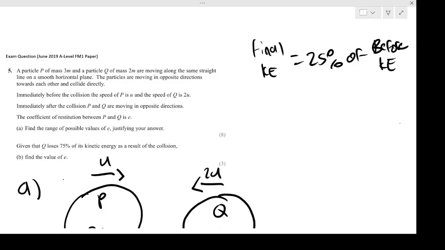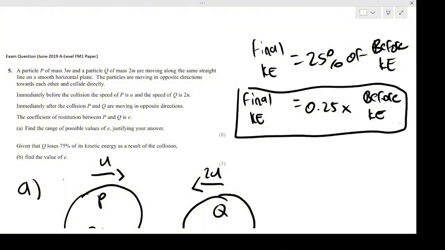So if it loses 75%, it's 25% remaining. Okay. And so we can alternatively say that 25% of something is going to be 0.25 times it, right? And so we can use this sort of equation here. Okay, hopefully happy with that, and hopefully happy to convert the percentage to a decimal like this. Okay, so there we are. So we're going to use this here. Okay, I'm going to do it up here.